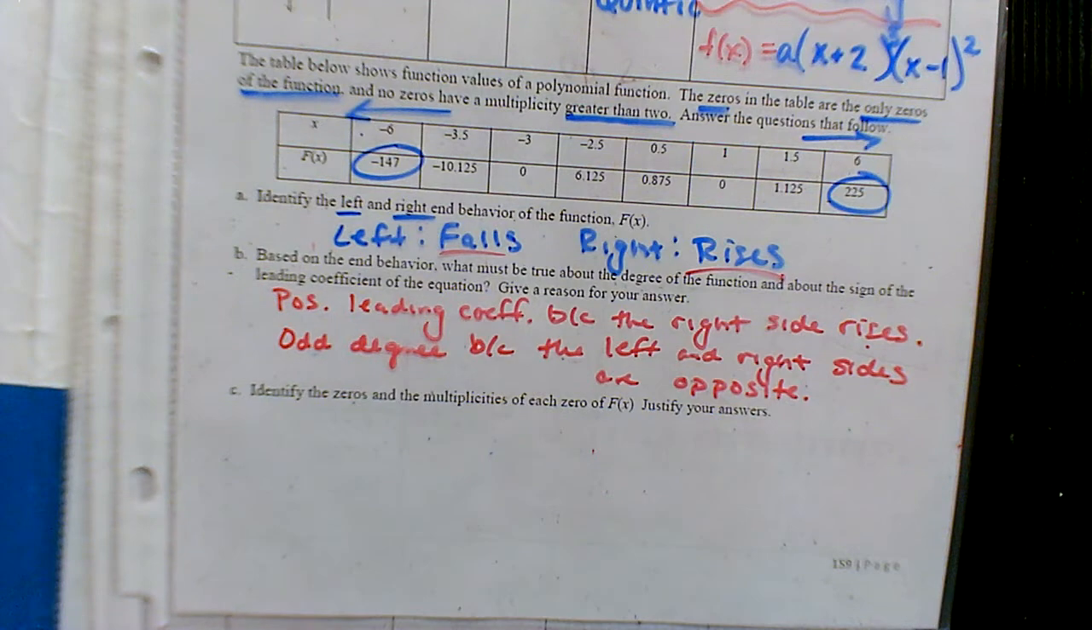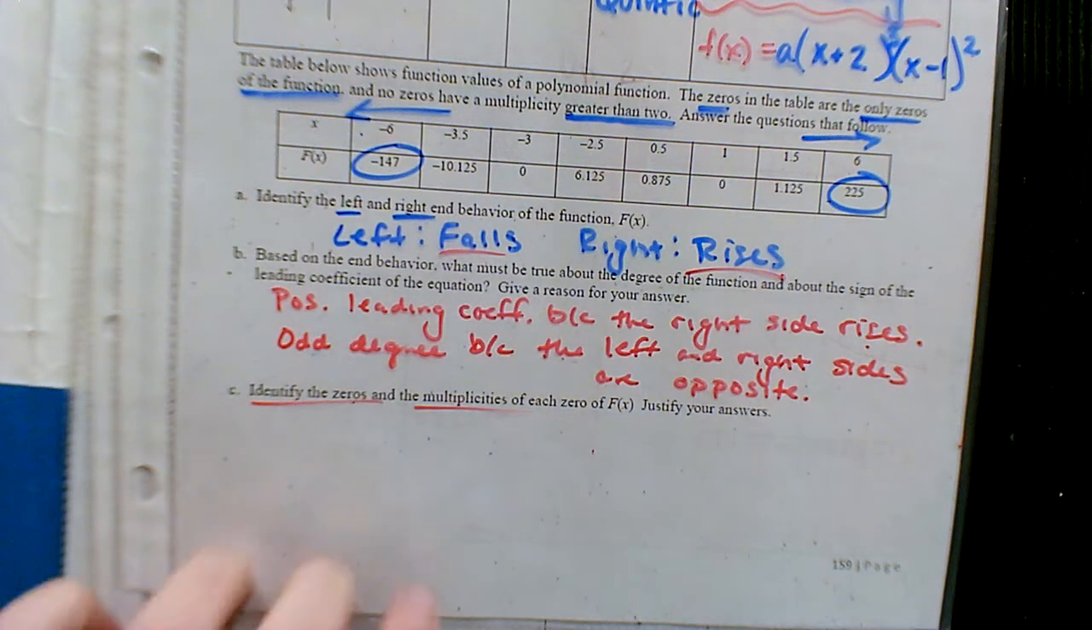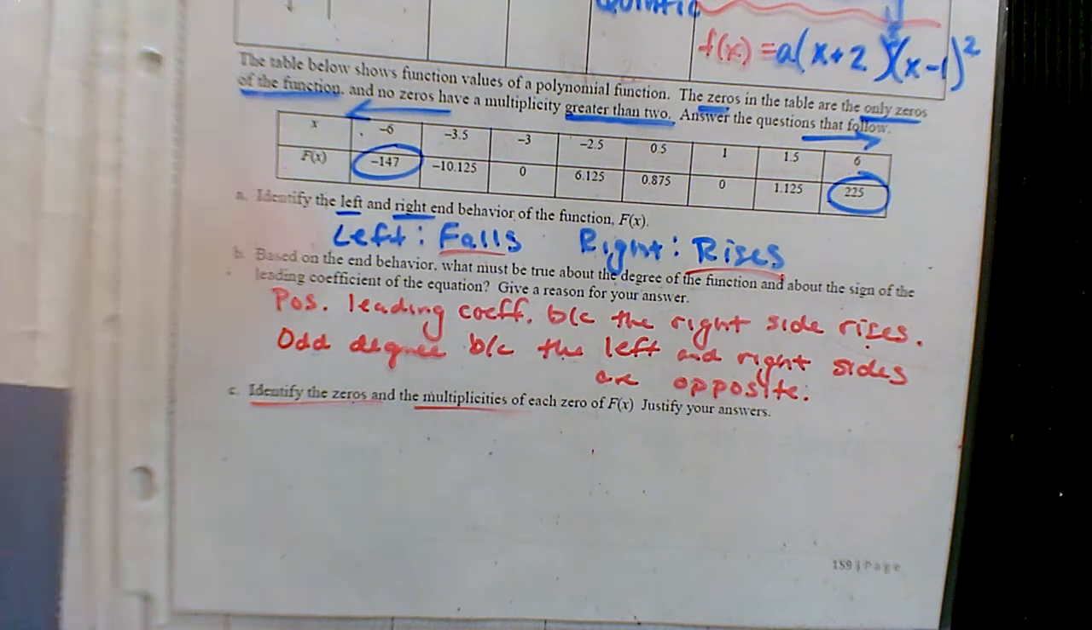Okay, so at least we know in a general sense we have an odd degree and a positive first term, but maybe we can look at the table a little bit closer to figure out what specifically the degree is. Is it 3, is it 5, is it 7? It has to be something odd. Let's check that out a little more closely. It says identify the zeros and the multiplicities, which, if we can figure out, we should be able to figure out the degree, kind of how we did at the tables at the top of that page.